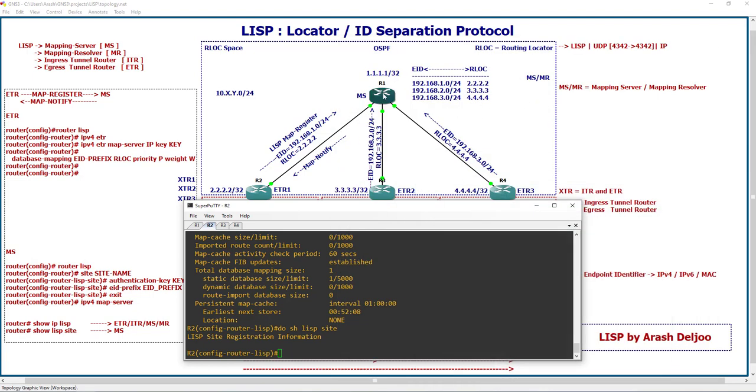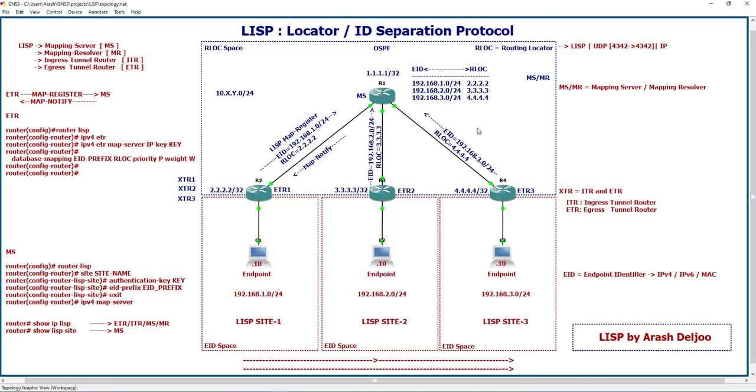Now, R1 as the mapping server, as you saw, has the EID to RLOC mapping. But how can this EID to RLOC mapping help us with communication between, for example, computer 1 and computer 2? Let me show you.